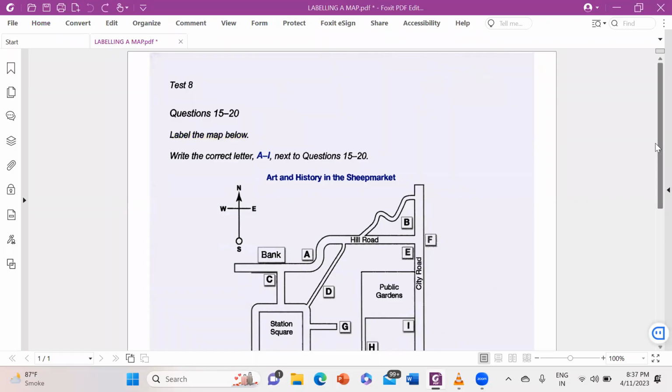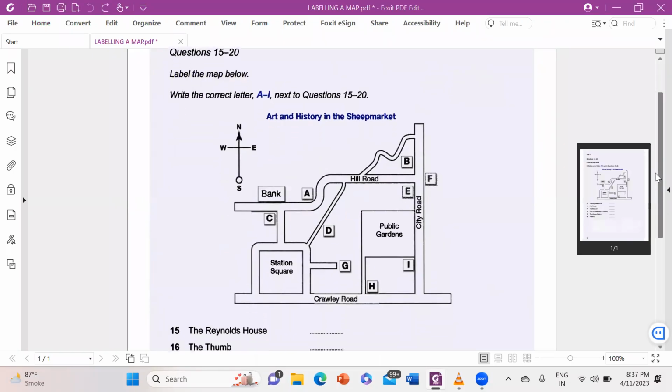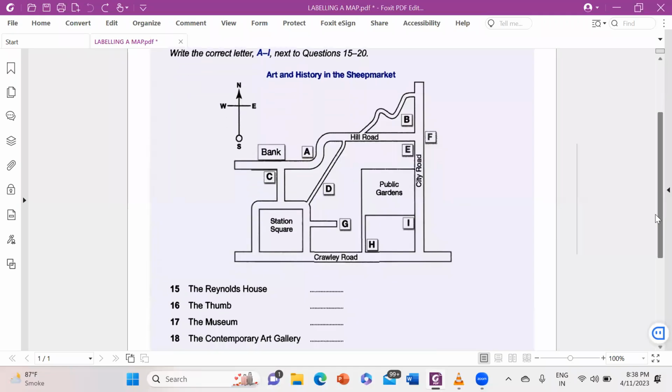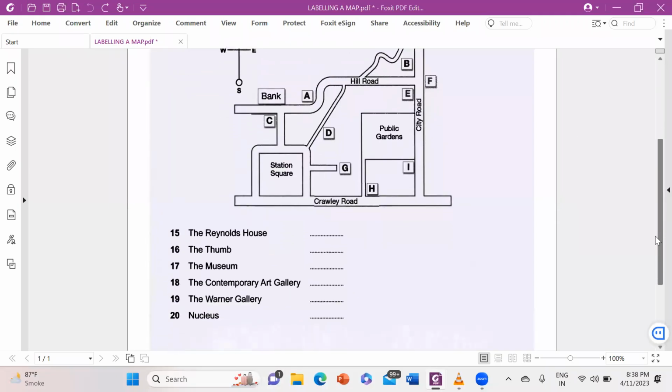All right. And then you can see they gave you one map. What is the heading of this map? Art and history in the sheep market. Then you can see a map, right? Okay. Then we have the questions: question 15, question 16, question 17, question 18, question 19, and question 20. So we have 6 questions.